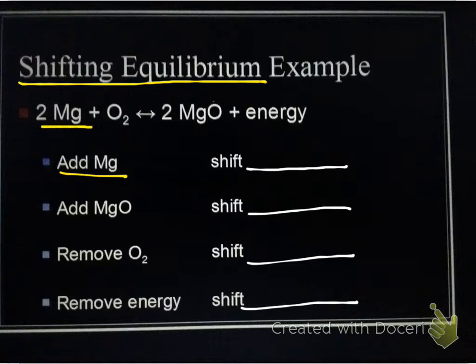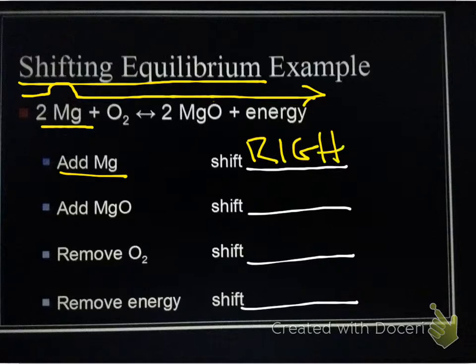All right, so if I add magnesium, that means that I am adding something to the reactant. So I have more of this than anything else. When that happens, it's going to move to the opposite side. So since I've added on the left, it's going to shift to the right, because it shifts away from that addition, or to the opposite side of that addition.